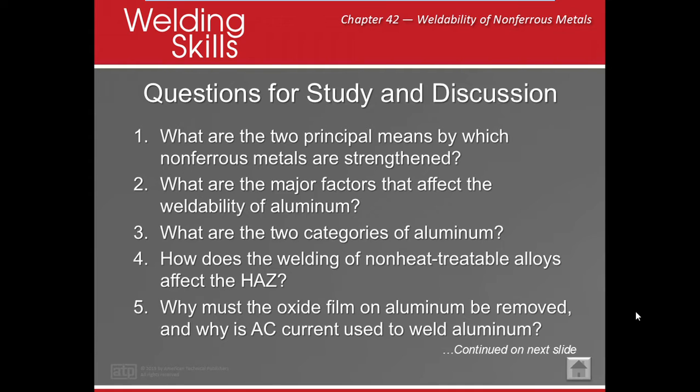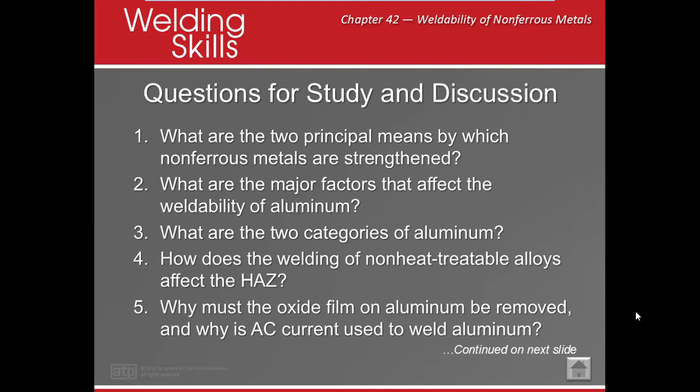All right, number 1. What are the two principal means by which non-ferrous metals are strengthened? Non-ferrous metals are strengthened by two means: strain hardening or work hardening, and precipitation hardening or age hardening. Strain hardening or work hardening is an increase in hardness and strength of an annealed or soft material due to cold working like rolling, drawing, or extruding.